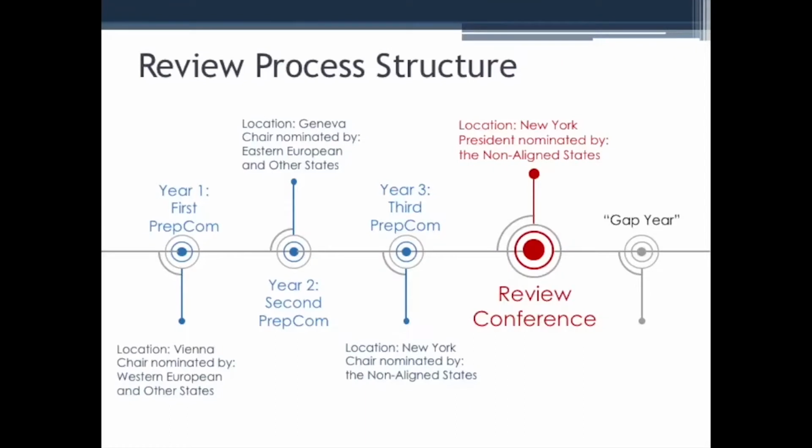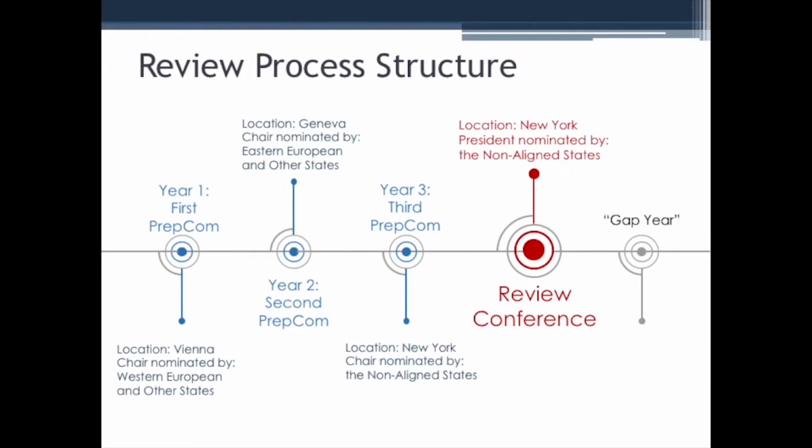Structurally, also in 1995, states agreed on a sort of set formula that we've been following ever since, that review conference is preceded by 3 meetings of the preparatory committee in each of the 3 years preceding the review conference. And then we have sort of a gap year there. There is in principle an option to have a 4th PrepCon, but that has never happened before.